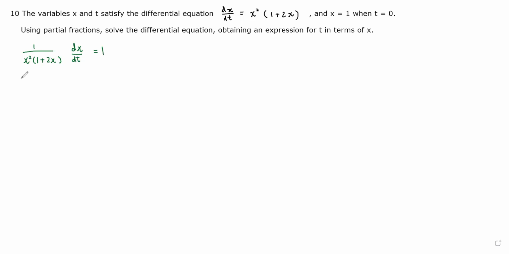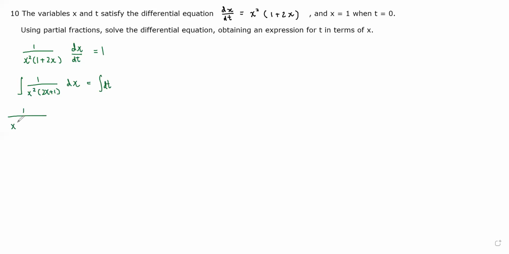Integrating with respect to t, we have the integral of 1 over x squared, which we can just write as 2x plus 1. We integrate this with respect to x on the left. On the right, we just integrate 1 with respect to t. In order to integrate this expression on the left, we have to decompose using partial fractions.